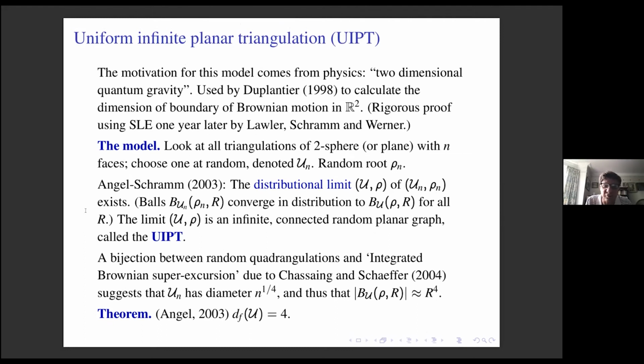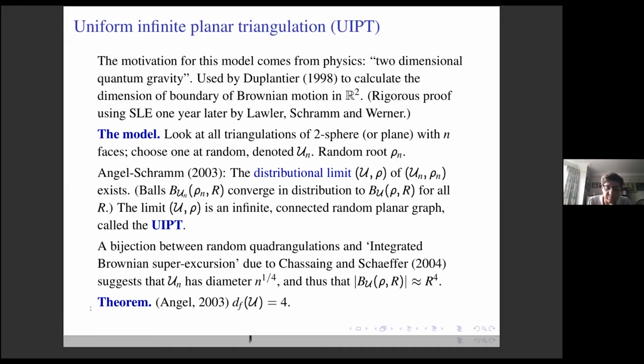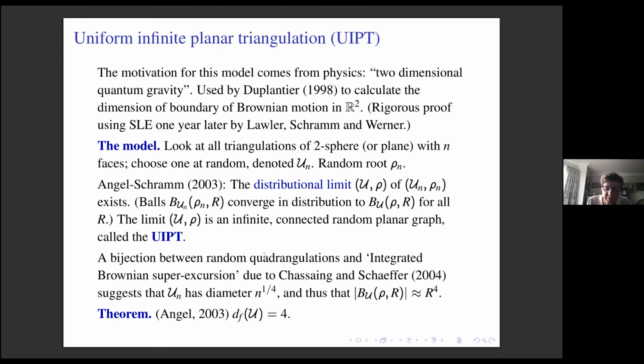You can also look at uniform infinite planar quadrangulations, and a bijection between these and what's called the integrated Brownian super excursion suggested that U_n has diameter in its graph metric of about n to the one quarter, and so the volume of balls of radius r in this random graph, the UIPT, should grow like r to the fourth. It's expected that quadrangulations and triangulations are going to have the same large scale structure. Well, this result was proved by Angel, obviously not using this because this works with quadrangulations, but anyway, Angel showed that, in our terminology, the fractal dimension of U is 4.